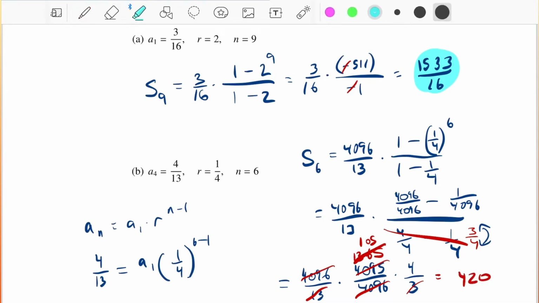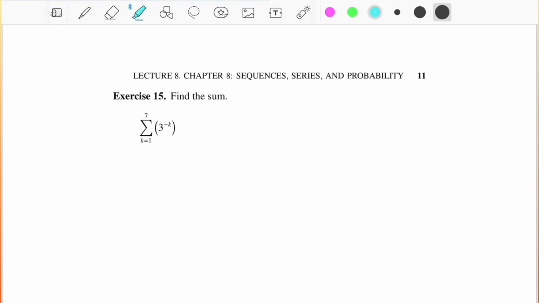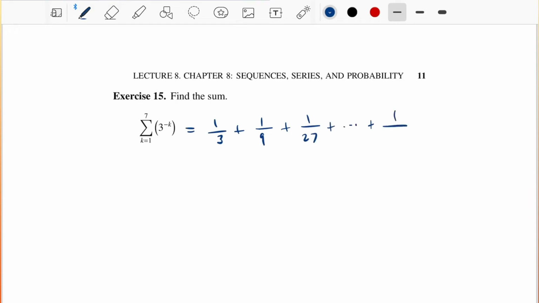Moving right along, let's find the sum of this series. So let's start with substituting 1. You're going to get 1/3 because of the negative exponent. If you plug in 2, you're going to get 1/9. 3 squared is 9. If you plug in 3, you're going to get 1/27, etc. until you get to 7. 3 to the 7th is 2187.